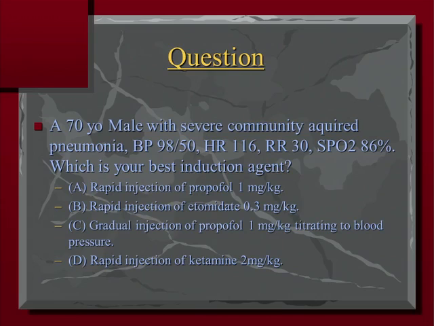So another question: 70-year-old gentleman, hypotensive, tachycardic, dyspneic, hypoxemic. What's our best induction agent? Propofol rapidly, etomidate rapidly, gradual propofol, or rapid ketamine?